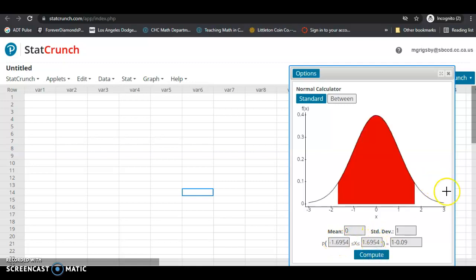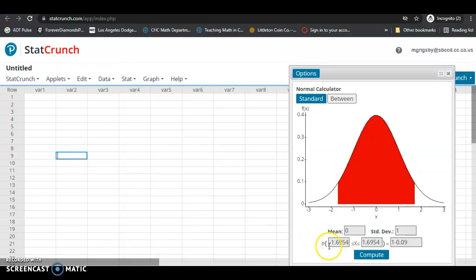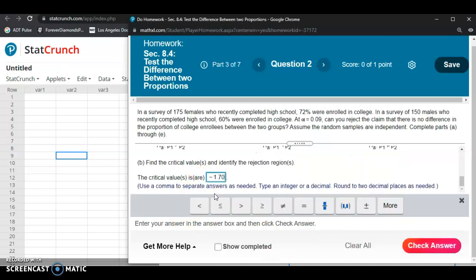Once again, because the normal distribution is symmetric, these critical values will be the same number, but one is negative and the other is positive. If we look at how many decimal places to round our answer, it says to 2 decimal places. So negative 1.69 gets rounded to negative 1.70. Likewise, 1.695 gets rounded to 1.70. So the critical values are negative 1.70 and positive 1.70.